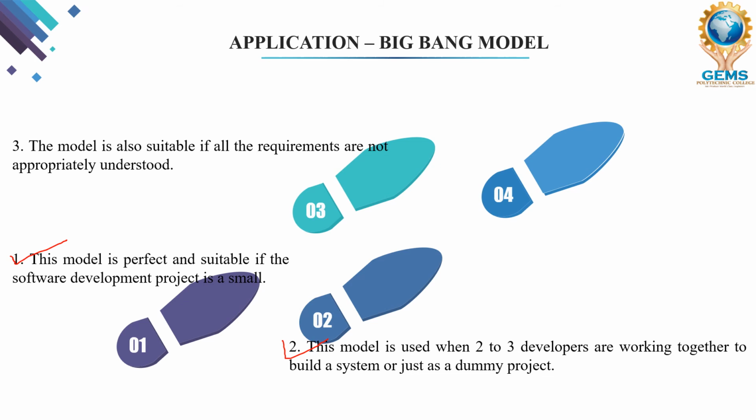Third point, we have this model is also suitable if the requirements are not appropriately understood. That means if a customer does not have a clear idea about the project and the requirements, then the customer is suggested to develop their project by using the Big Bang model. So this model is suitable for that type of requirement or that type of customer where the requirements are not clear or not understood by the customer.